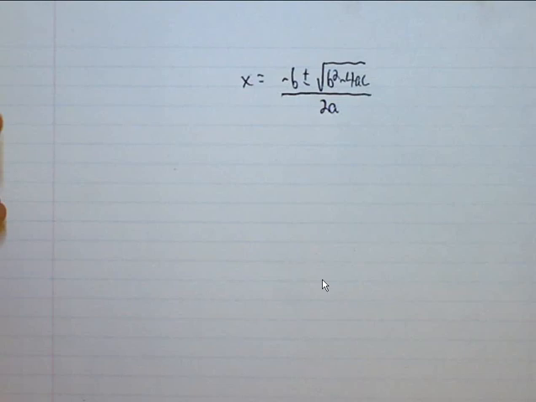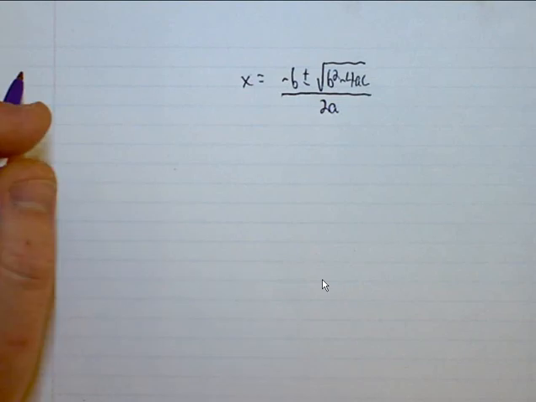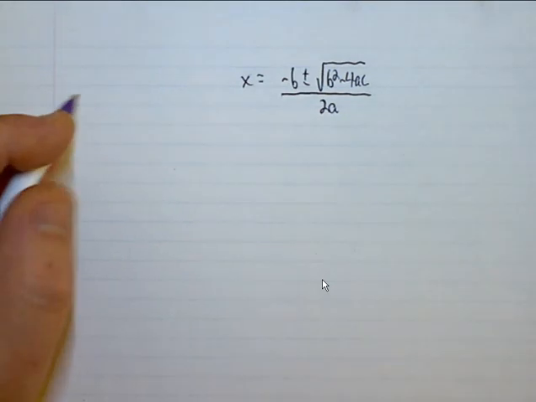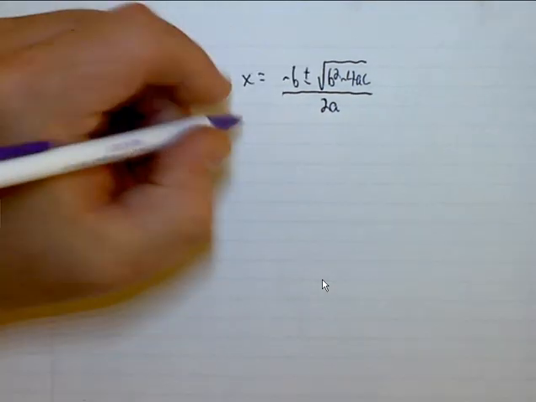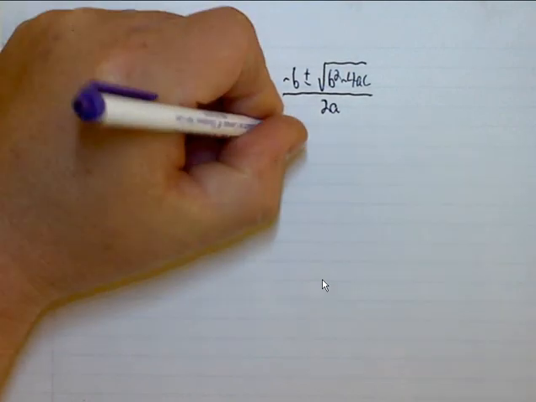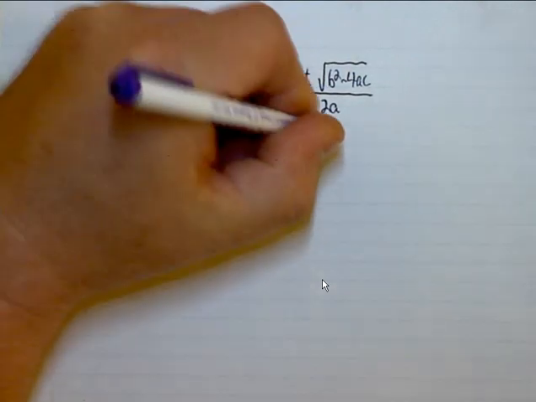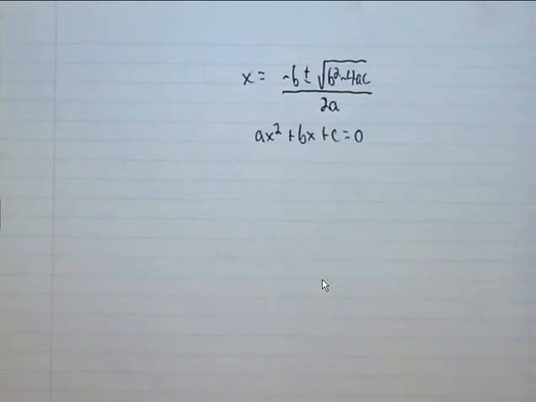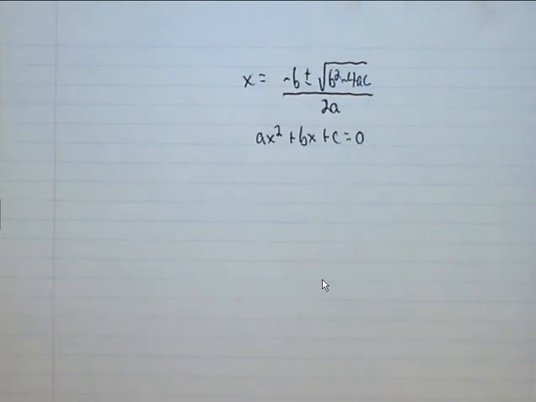Memorize it, but it will be on your formula sheet when you take the end of course assessment. So just keep in mind that when you use this, the quadratic that you're trying to solve has to be in this form. If you don't have 0 on the right, you're going to have to make sure everything is on the same side, with the x squared term first, then the x term, then the constant term.